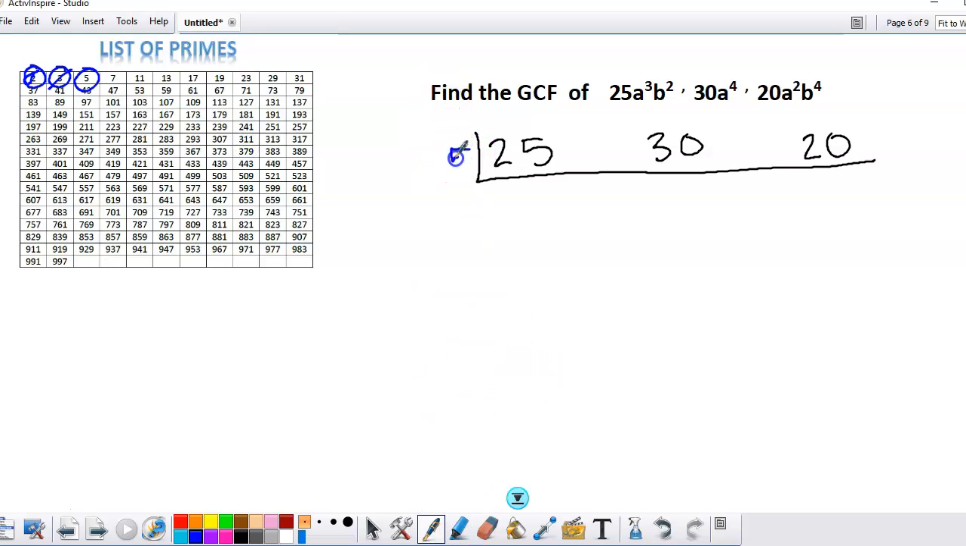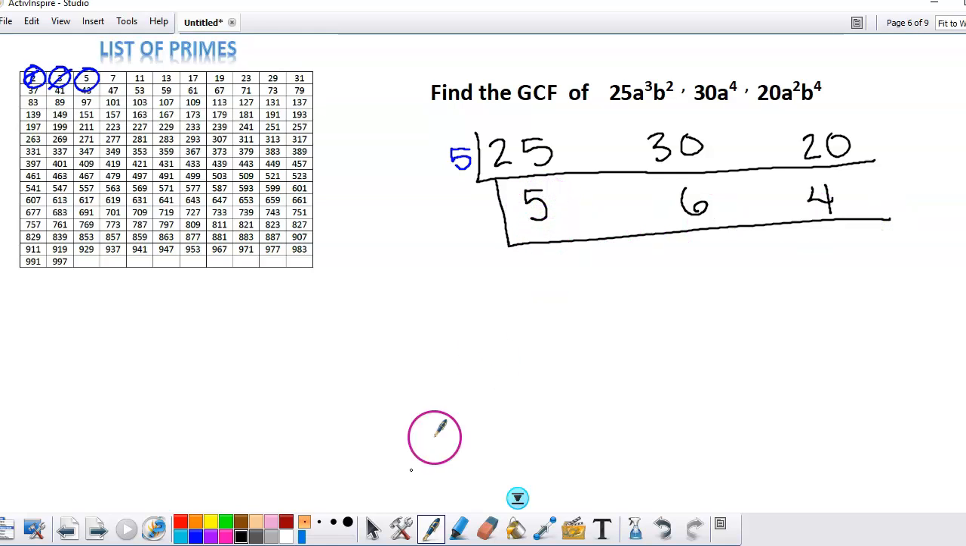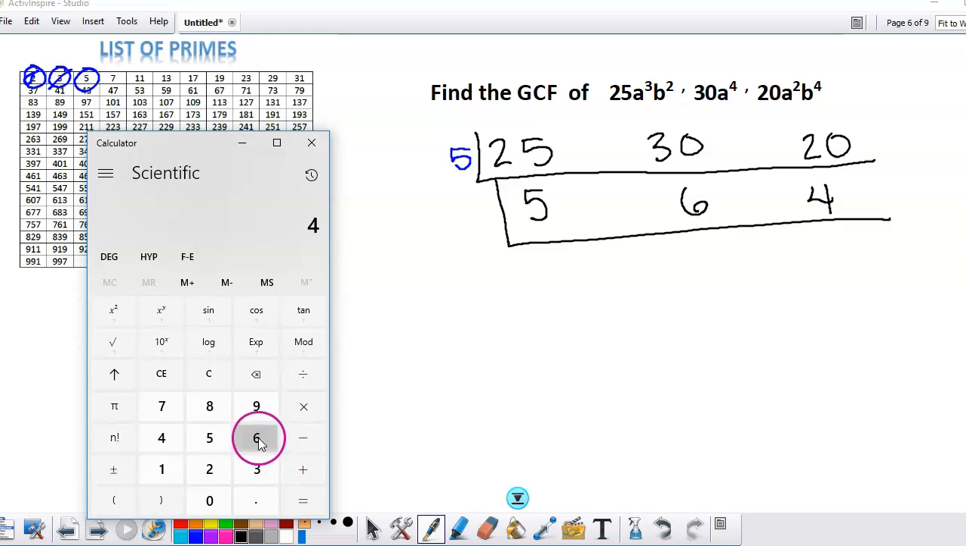So we're going to write our 5 down. 5 into 25 is 5. 5 into 30 is 6. And 5 into 20 is 4. Draw our upside down divide symbol. Will 5 go into 5? Clearly it will. Will 5 go into 6 with no remainder? Definitely not. So 5 is done.